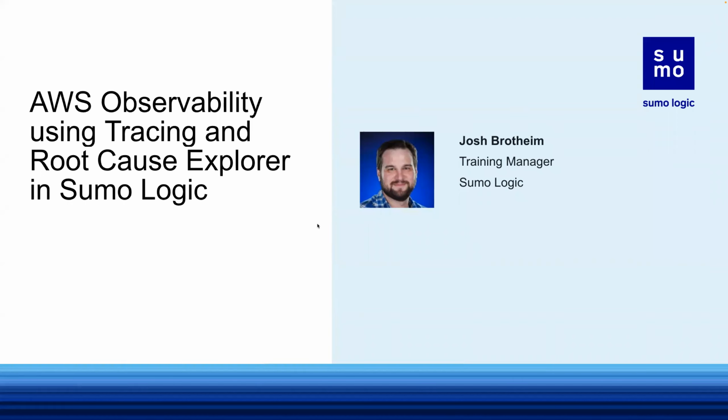So focusing on AWS observability, but we're going to be using some of the tools within Sumo Logic to enhance AWS observability. I have tracing and Root Cause Explorer listed up here. We're actually going to show a few other features, so a well-rounded experience later today.